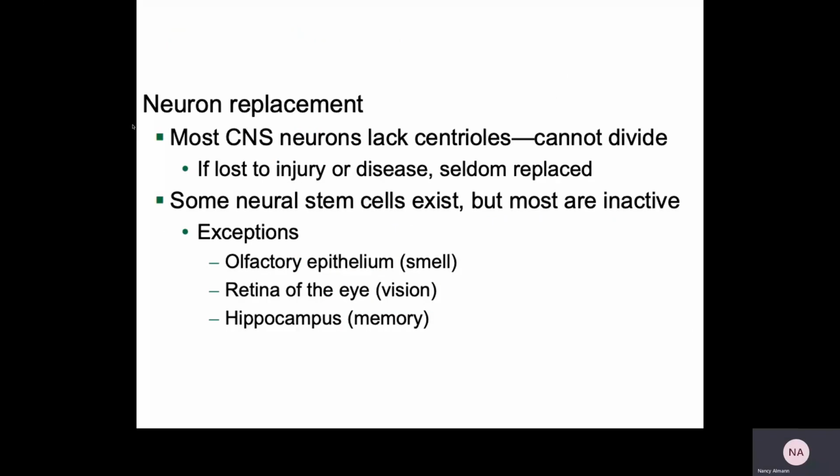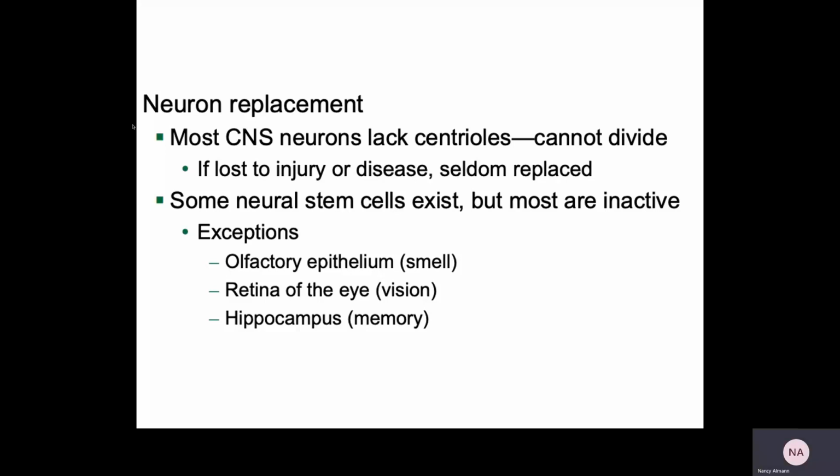So, can we replace neurons? Most of them are going to lack centrioles. So if that's the case, you can't divide. So if you lose them to injury or disease, if you're drinking too much or doing too many drugs and you're losing neurons, oh boy, too bad, so sad. They are seldom replaced.